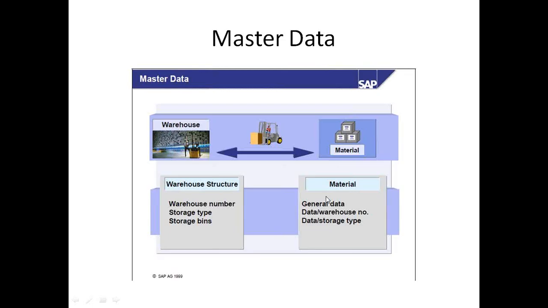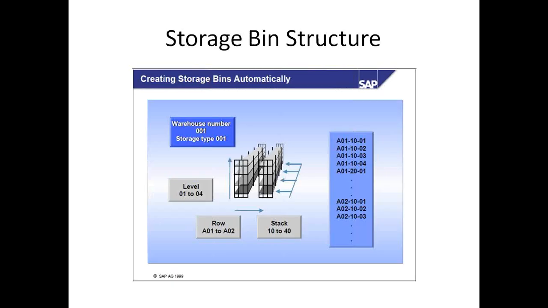So you see, row number, for example, it's a typical example you see here. Row as A01 to A02. And then the stacks 10 to 40 in the middle. And then level 01 to 04. Just a second, let me digest this. Row, okay, it's going like this. Row 1, 2, 3. Stack 10 to 40. Okay, the level on the up. Okay, got it.